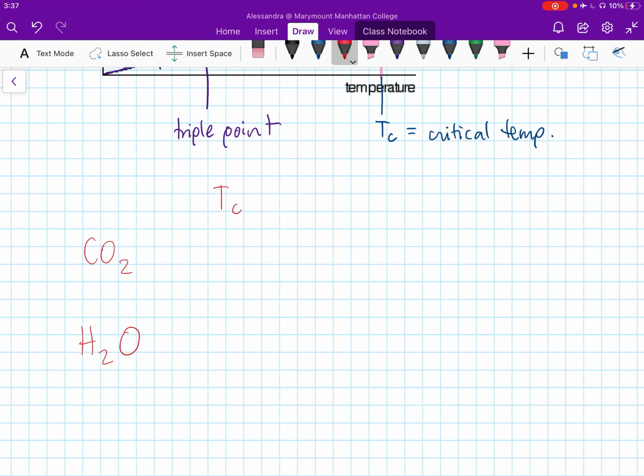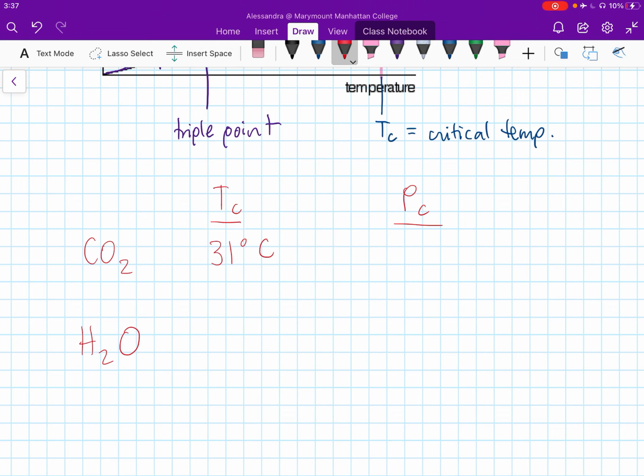Critical temperature and the critical pressure for each of those substances. So for carbon dioxide, the critical temperature is 31 degrees Celsius. Okay, remember, the critical temperature is the temperature above which the substance can't be a liquid at any pressure. So that means that any temperature above 31, you can only have carbon dioxide as a gas. Okay, you cannot liquefy it, no matter what pressure you apply.